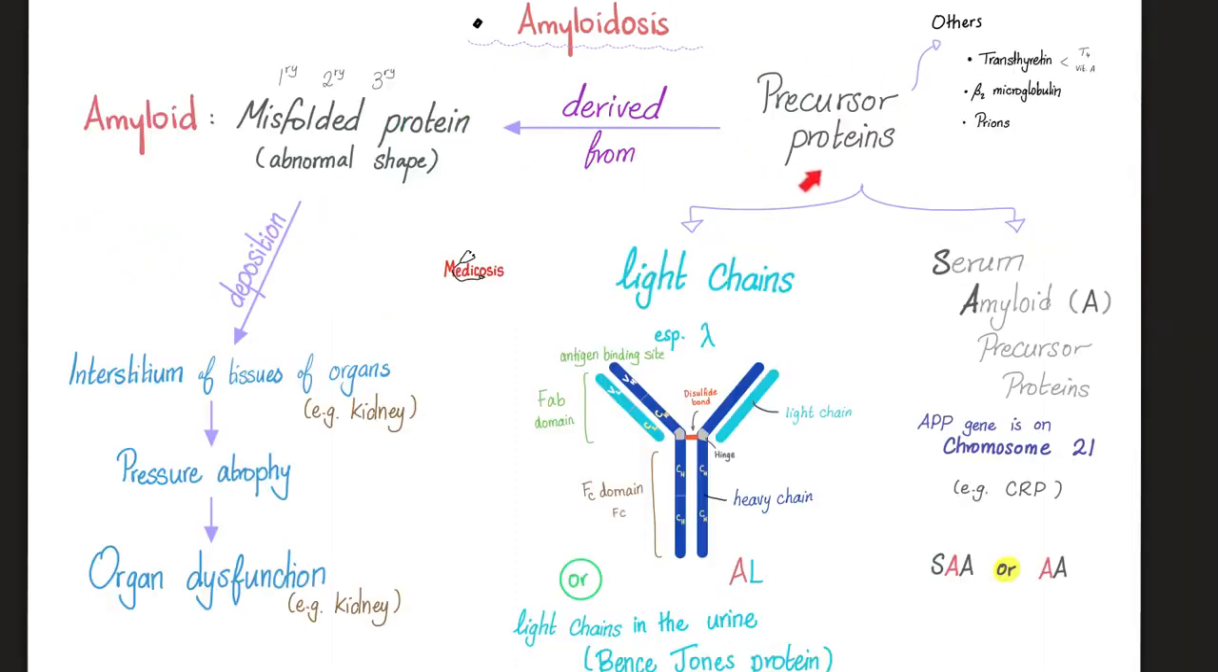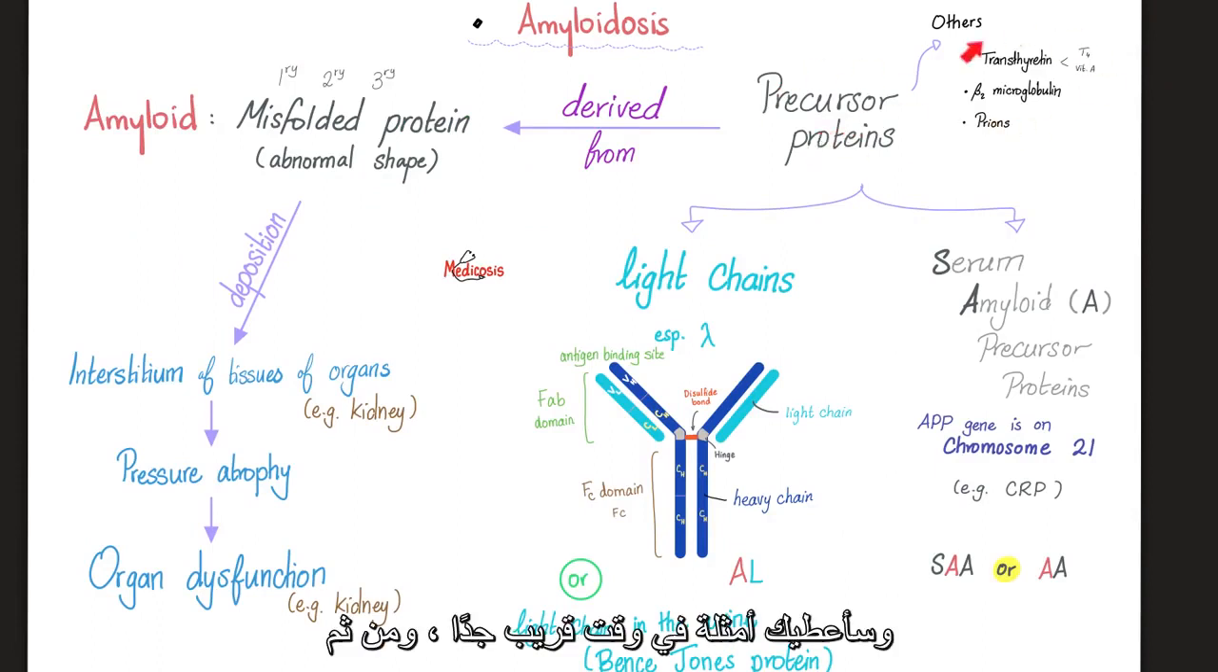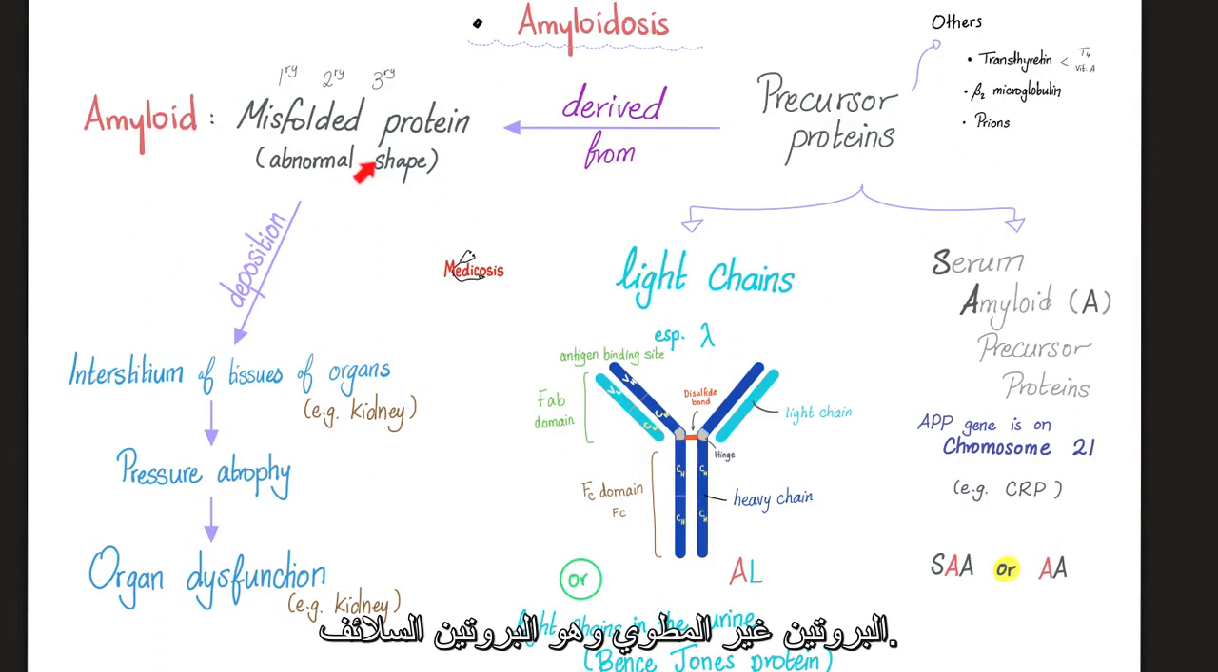So I start with precursor protein. I'll give you examples very soon. And then from the precursor protein, we get the misfolded protein, which is the amyloid protein. It will get deposited into different tissues, such as the interstitium of the kidney. This deposition is not good for you. For example, it can cause pressure atrophy and organ dysfunction.